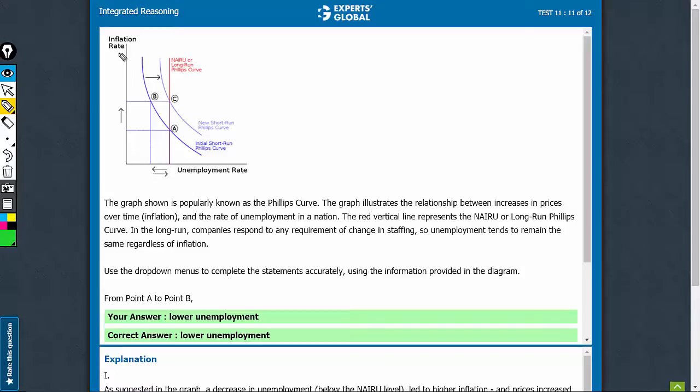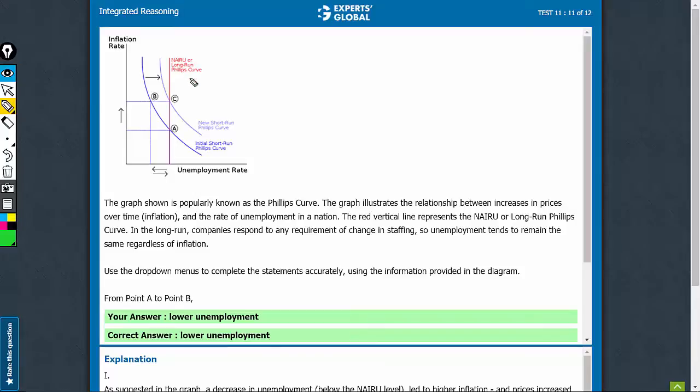On the y-axis we have inflation, on the x-axis we have unemployment. Quite intuitively, when the unemployment decreases, the prices are supposed to go up, because when unemployment is low, that means people have a higher amount of disposable income, and therefore the inflation rate must go up.